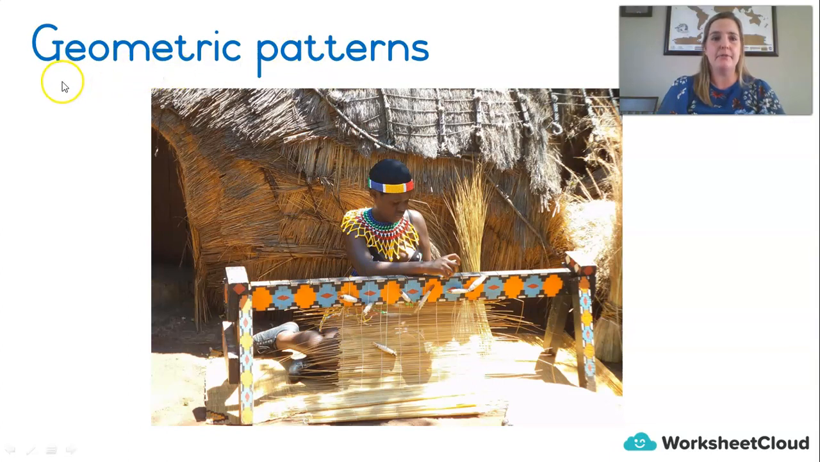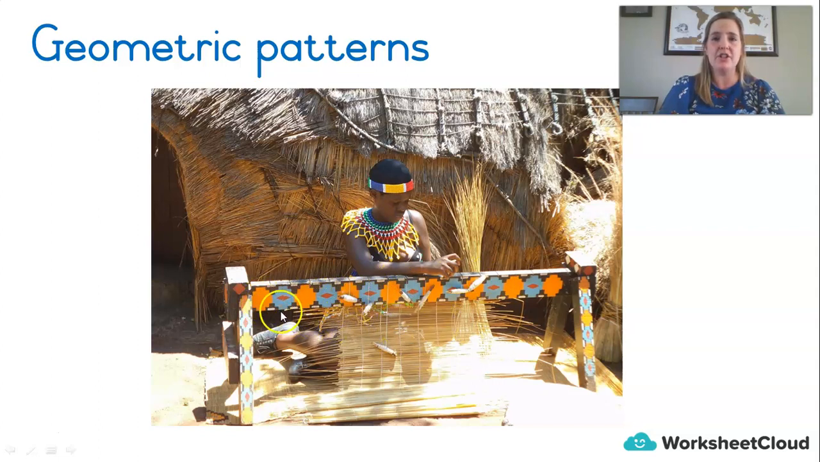Now another type of pattern that you may have actually seen in your class is something called geometric patterns, which just means a pattern made out of shapes. And we find these in our culture actually in South Africa. Look at this, this woman is weaving on this beautiful equipment decorated in a geometric pattern. She's also got a pattern on her headgear and her necklace. And have a look here, we've got yellow, blue with a bit of orange in it. Yellow, blue, yellow, blue. It repeats itself.